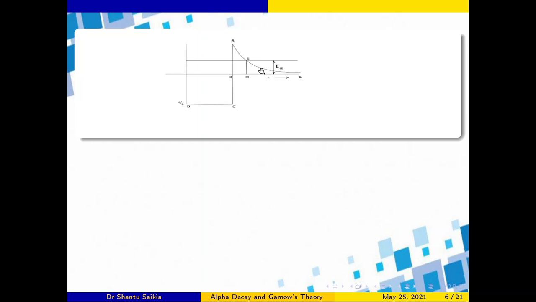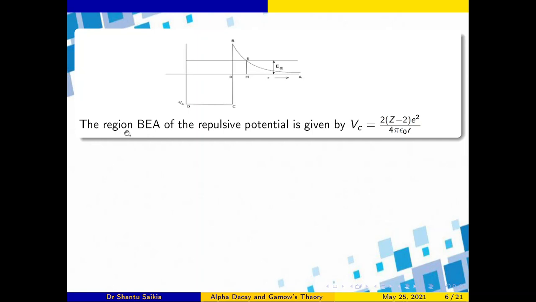So the Coulomb force goes as 1 by R, 1 by R square. Just at the point when the alpha particle is out of the nucleus, R will tend to 0. So theoretically, the barrier height should go to infinity when R tends to 0. This is the potential as seen by the alpha particle. And let us say the alpha particle has an energy E alpha. This is the region BEA we are talking about. In BEA, the Coulomb potential goes as 1 by R, so it goes down like this.